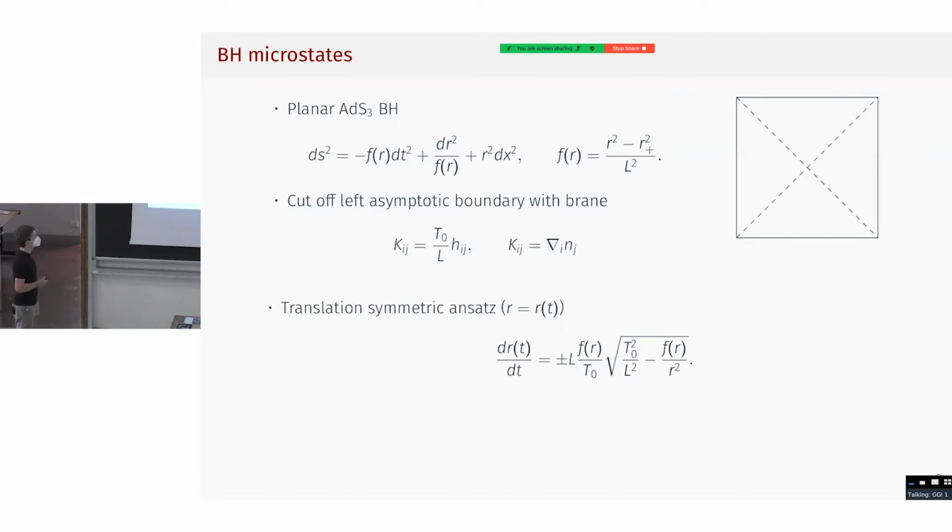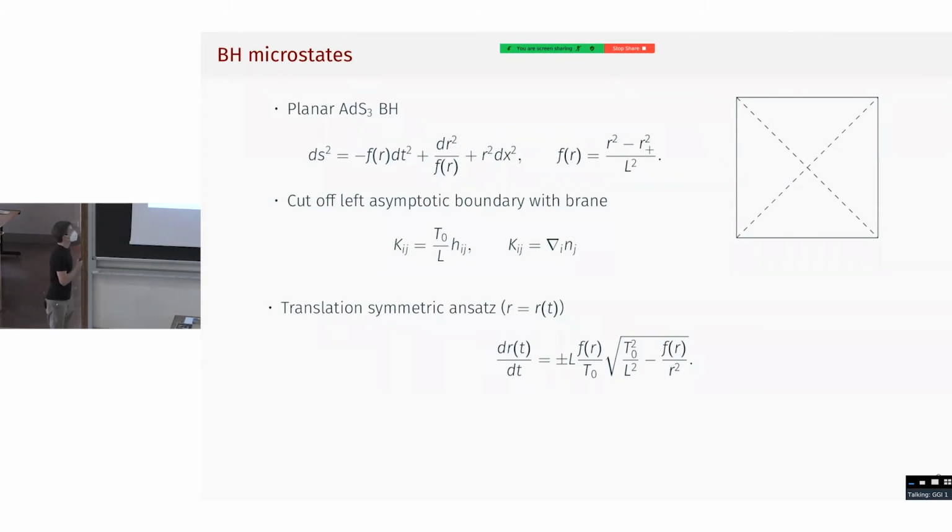If you rewrite them a bit, they take this very nice form where the extrinsic curvature is proportional to the induced metric, and the proportionality factor is your tension. We also want to use the translational symmetry of the planar black holes. So if you plug in the translation symmetric ansatz for the trajectory of the brane, you get this nice equation.